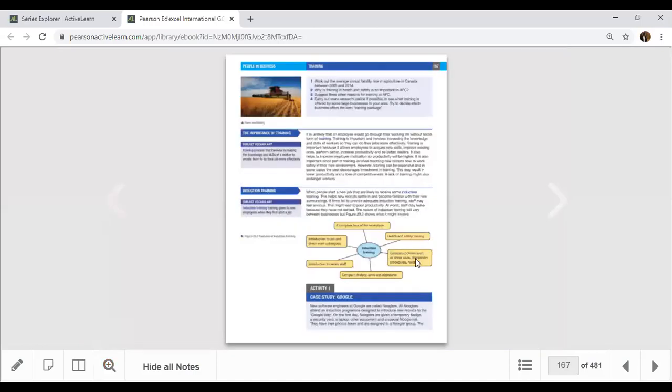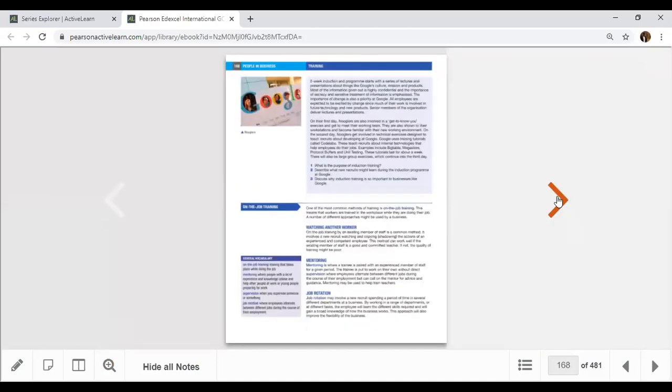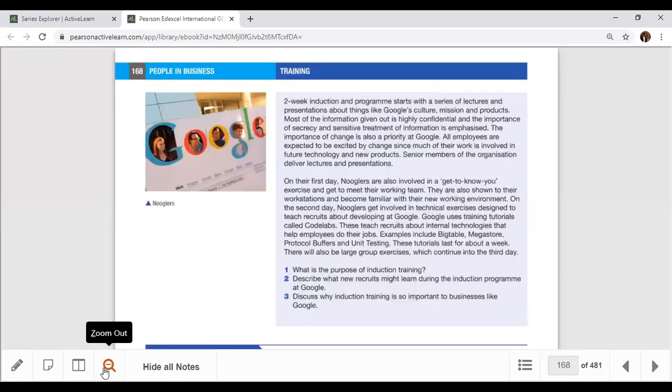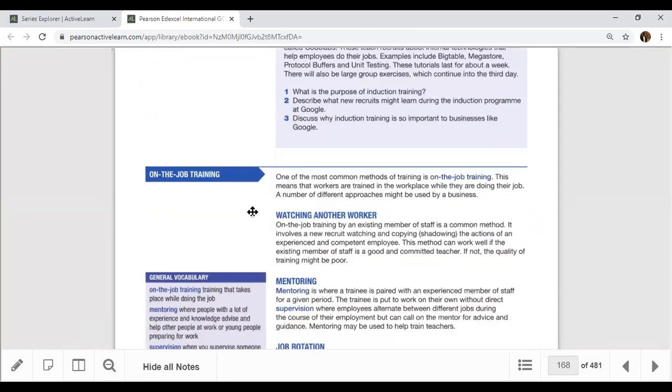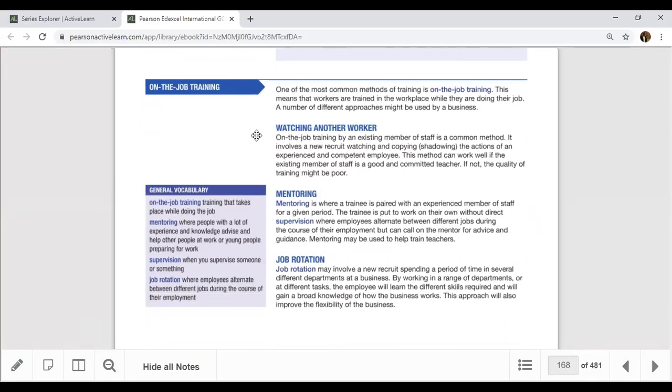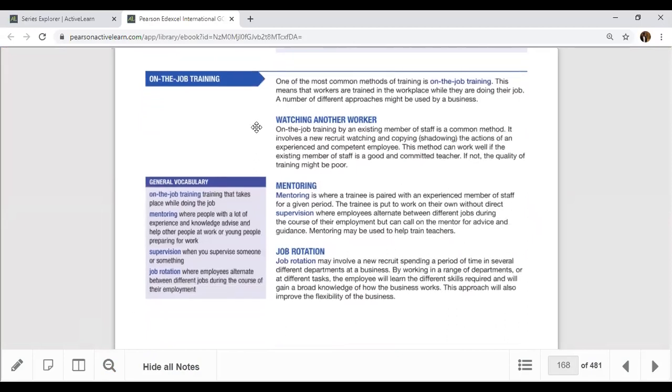So the second aspect of today's lesson was identifying the second type of training, that is on-the-job training. As I told you in the beginning of the lesson, we have three types of training: induction, on the job, and off the job. Right. Let's move on to on-the-job training. You can see the name itself gives the definition: on the job, right? That means training while you're working. You can see training that takes place while doing the job. It's very easy to understand.